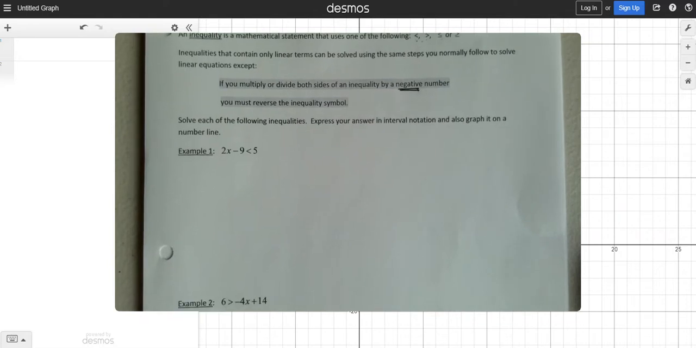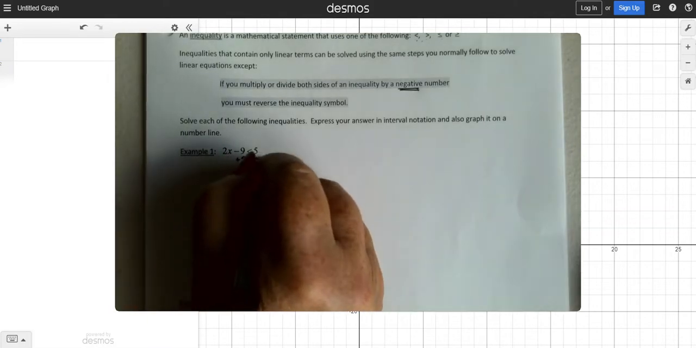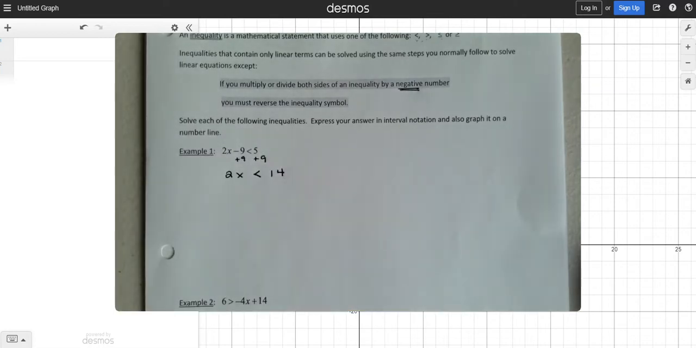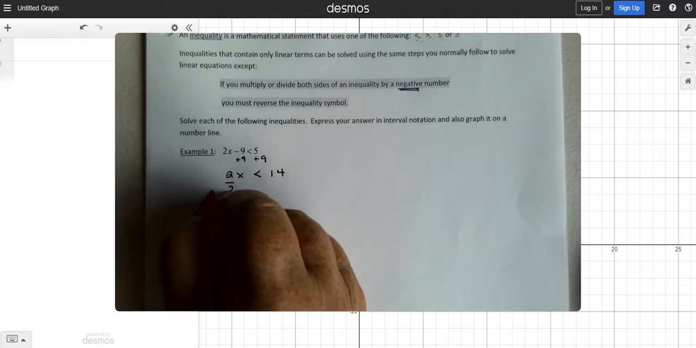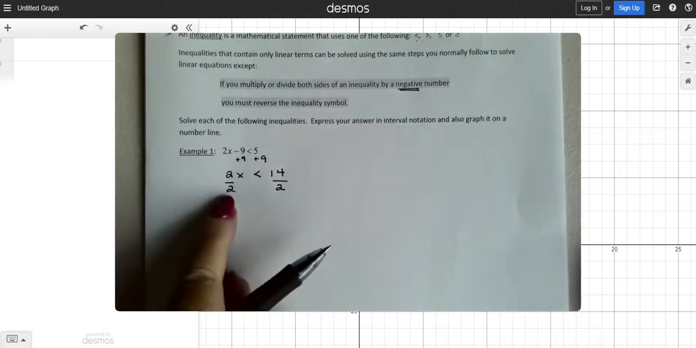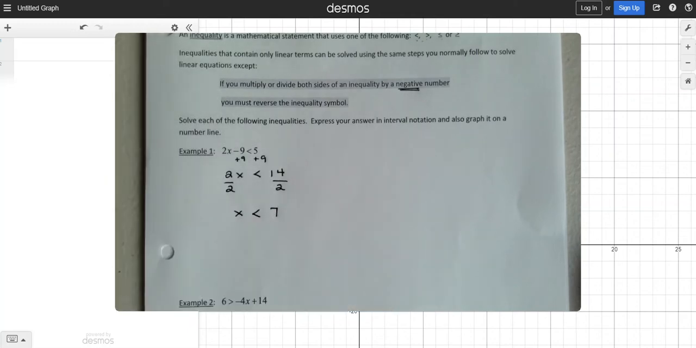So my first inequality, 2x minus 9 is less than 5. Well, normally I would add 9 to both sides, and that's no problem. And then to get x by itself, I would usually divide by 2. I'm not dividing by a negative number, I'm dividing by a positive, so I don't have to do anything special. I just end up with x is less than 7. That is my solution to my inequality. x can be any number that's smaller than 7.